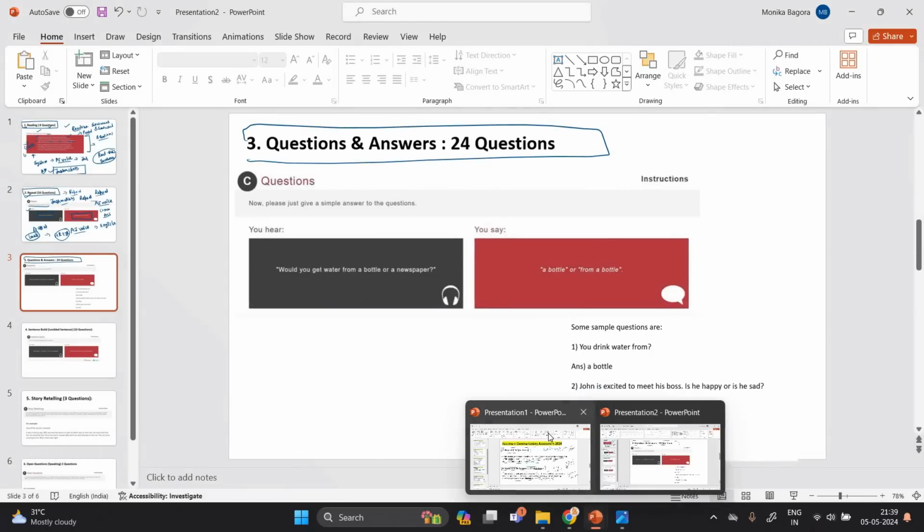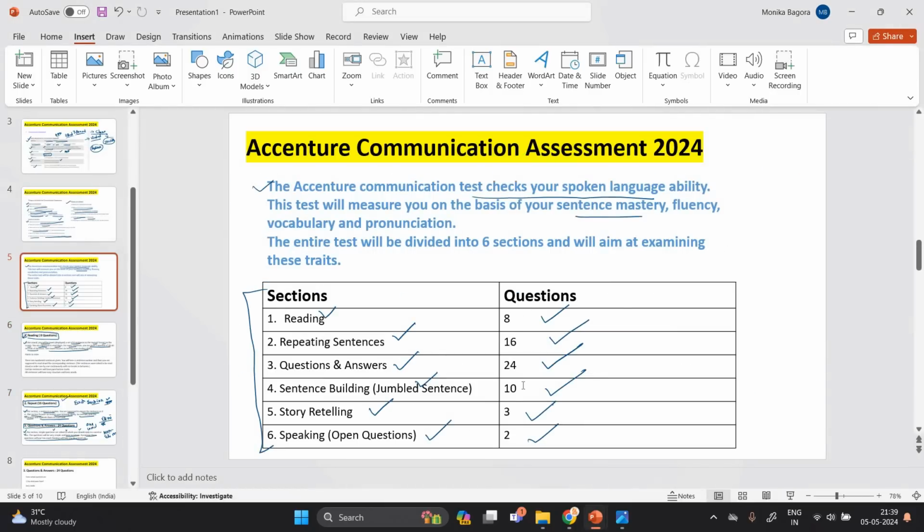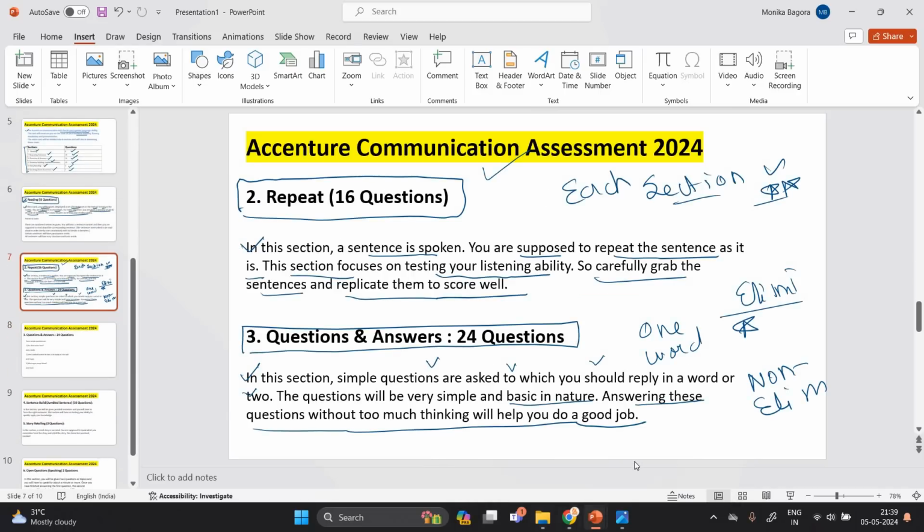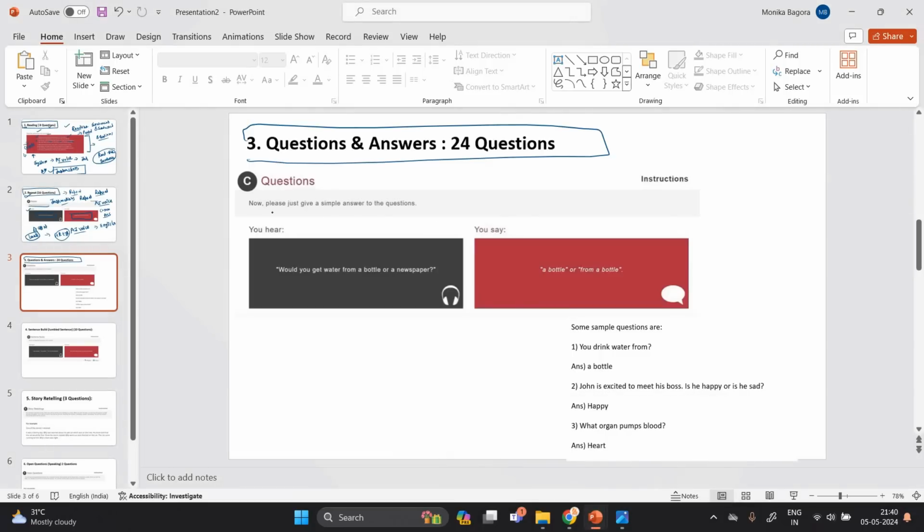As we already discussed, the sections are 8, 16, 24, 10. So 24 questions are asked in the question and answer section. It is very, very important guys. You do not have to make any mistake. What they mention: now please just give a simple answer to the question. Would you get water from a bottle or newspaper? As we know, we get water from a bottle, not a newspaper. So you say a bottle, or from a bottle. You have to just simply answer the question.